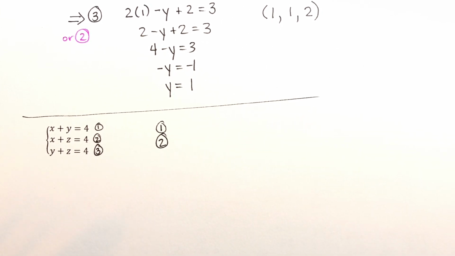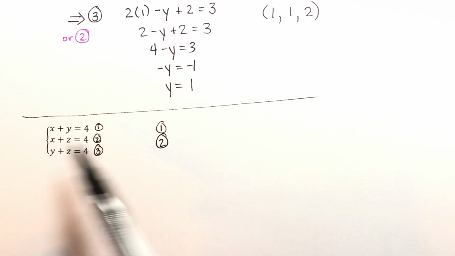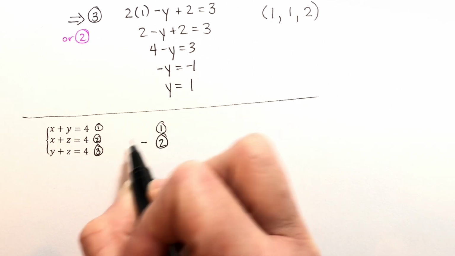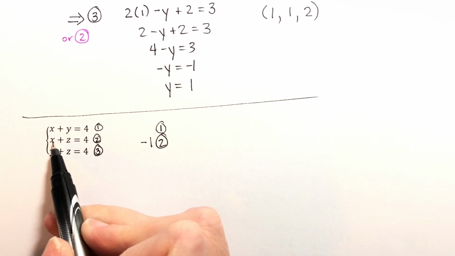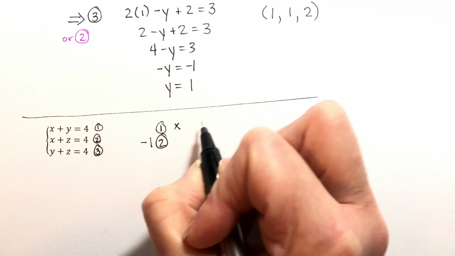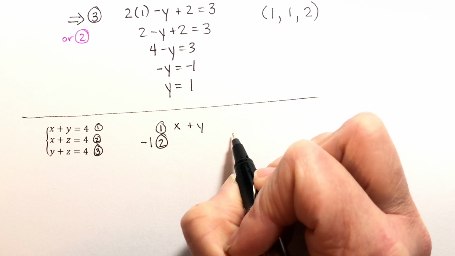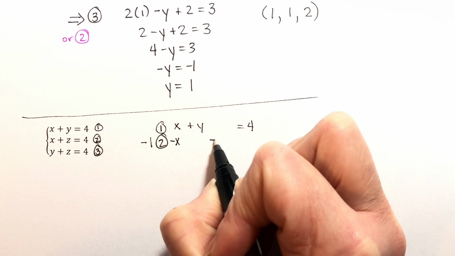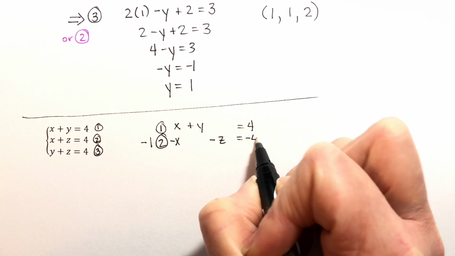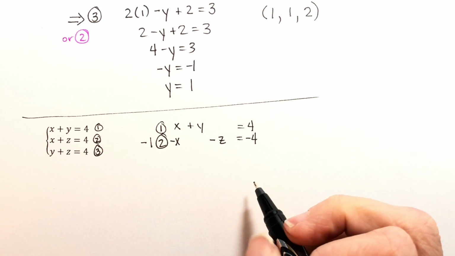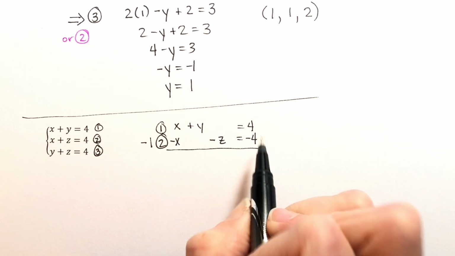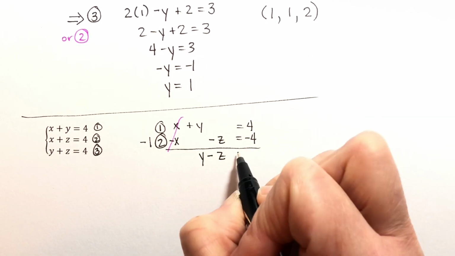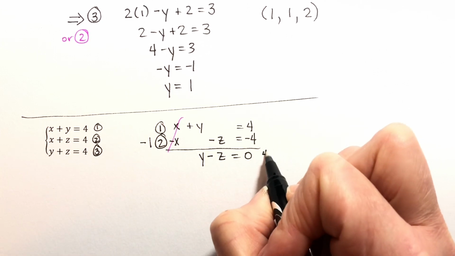Now the thing is here, I don't have a choice. The only variable 1 and 2 have in common is x, so I need to get rid of x. So let's just multiply the equation 2 by a negative 1, and that's going to give me an x and a negative x. So I have x plus y, I'm going to leave myself some space for the z, equal to 4. And then negative x minus z is equal to negative 4. So this gives me the equation. Your x's cancel. You have y minus z is equal to 0. And this would be my equation number 4.